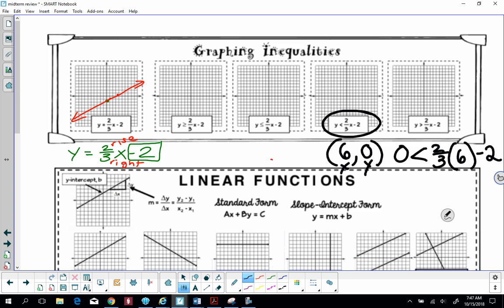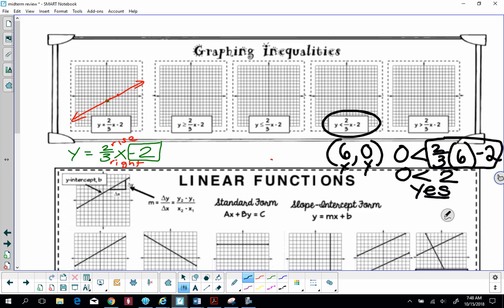What do you guys end up getting when you put this in? This whole thing right here. You end up getting 2. And so see, is 2 greater than 0? Is that true? Is 2 greater than 0? Yes, so that would be a solution.